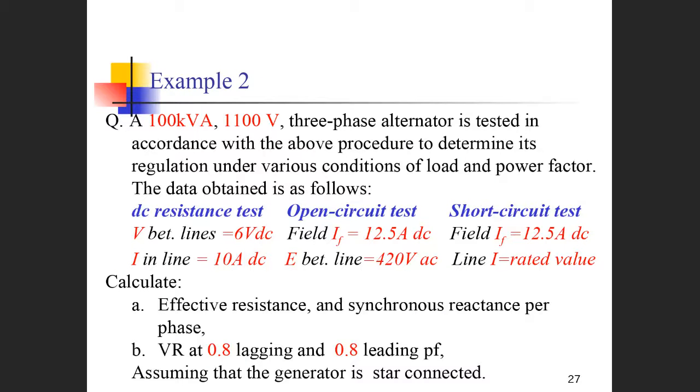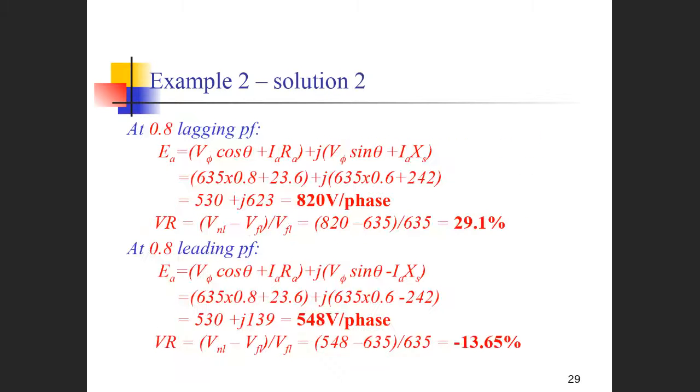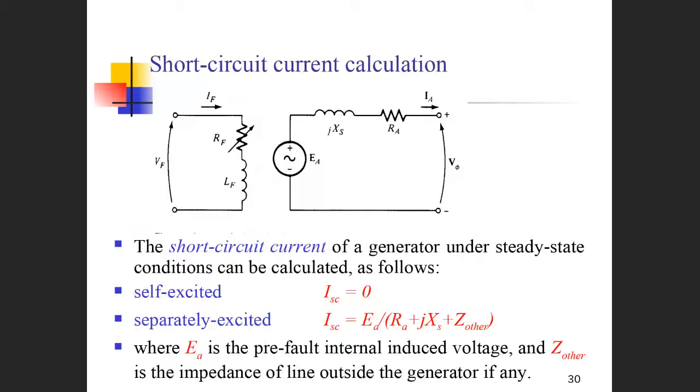Examples were actually already covered in the tutorial sessions. Now, here we have one slide showing you the difference of the performance between the two types of generators: one, the separately excited generator, and two, the self-excited generator. Suppose it is a self-excited generator.